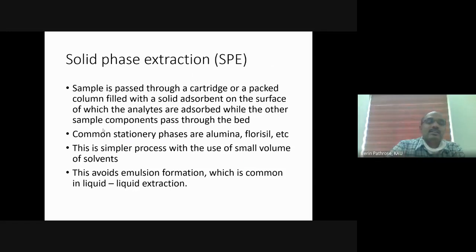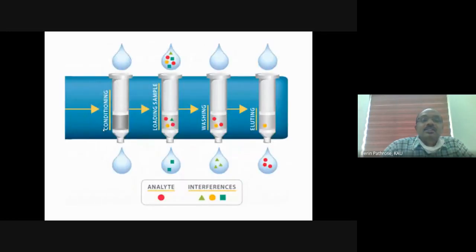Nowadays, smaller cartridges are used. So we use only a very small volume of solvent, and it avoids the formation of emulsion. I told you, in liquid extraction, emulsion formation: as we mix two immiscible solvents, the chances of emulsion formation are high, but here it's not so. There is no emulsion formation here. So this is another typical thing.